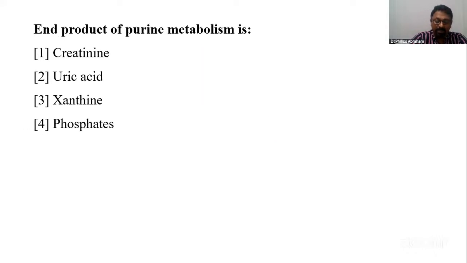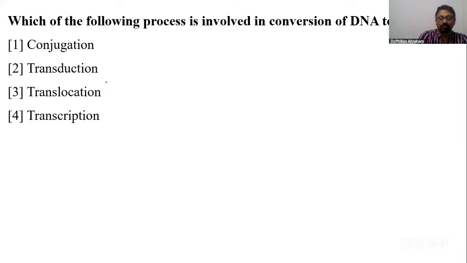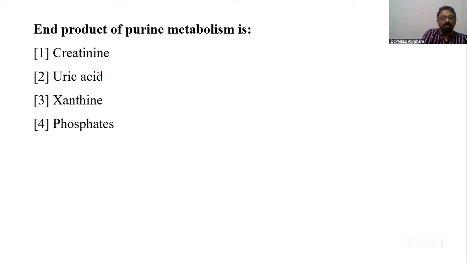Now, this adenine and guanine breakdown process, what is the end product? The end product is uric acid. Sorry, I didn't mention it. Uric acid is the end product of purine degradation.